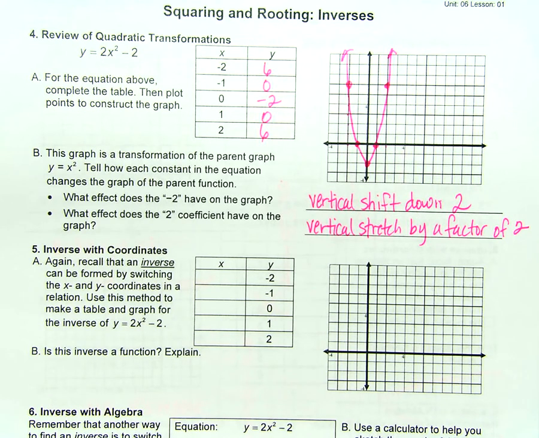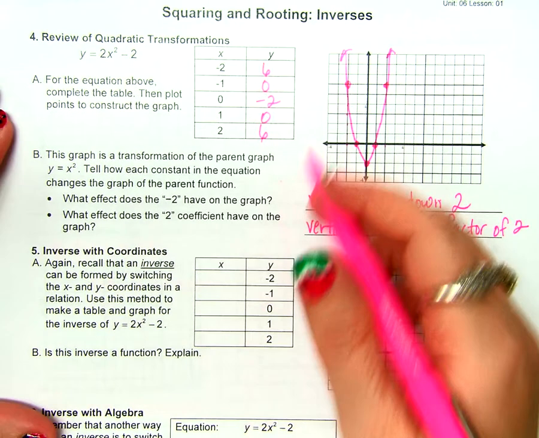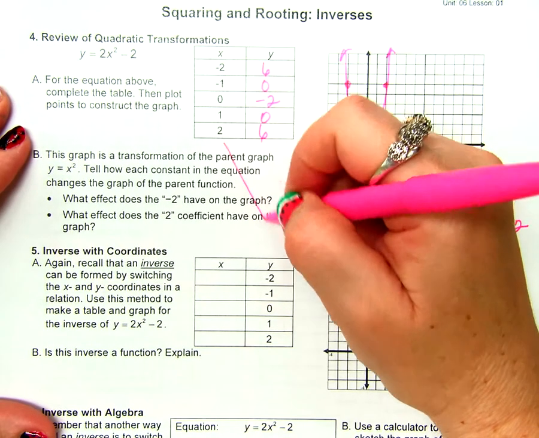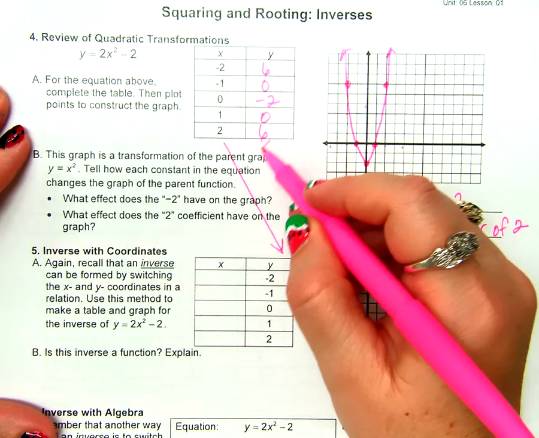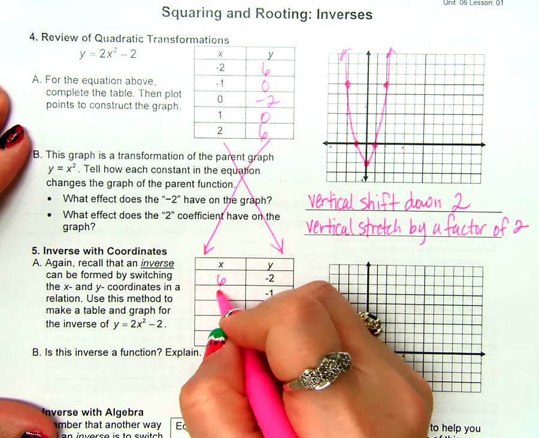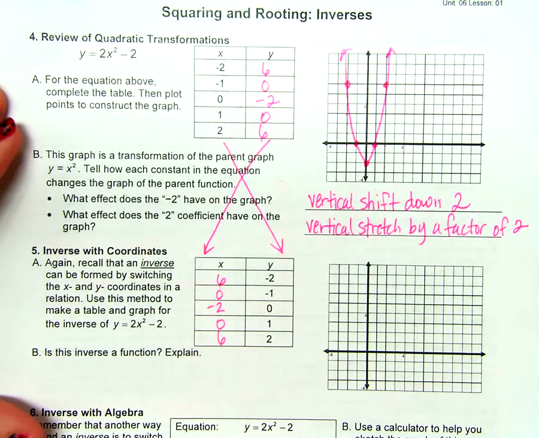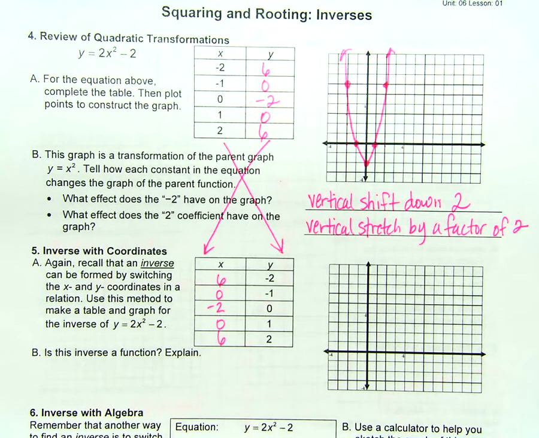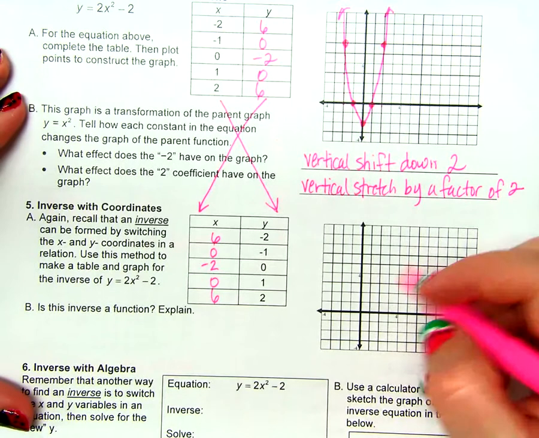Inverse with coordinates. Again, recall that an inverse can be formed by, again, what is it? How's an inverse formed? Switching x and y, and then solving for y, right? In this case, we're just switching values on a table. These x values came over to be the y's, so we need to take the y's and bring them over here to be the x's, right? So 6, 0, negative 2, 0, 6. So plot those points on the graph that's given.